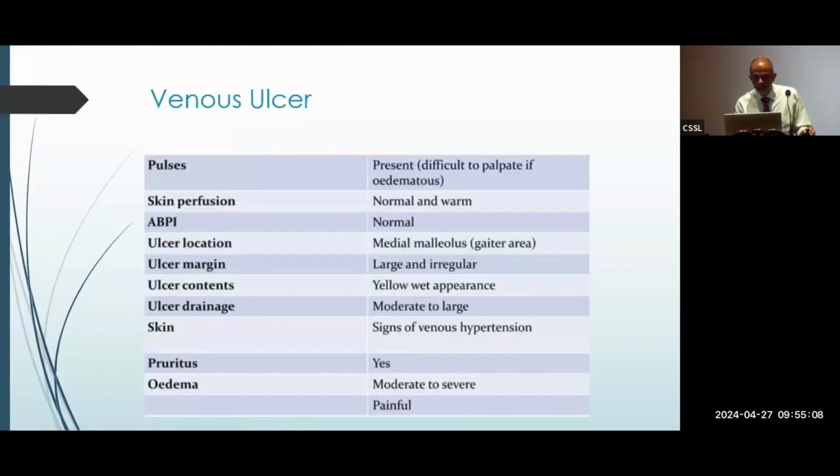So the features: the pulses are there, skin perfusion is normal, ABPI is normal, near the medial malleolus, rarely on the lateral malleolus if you're talking about the short saphenous system. Margins are large and irregular, and it's yellow and wet in appearance. It's very wet, and the ulcer exudate is moderate to large. That is another clue that there's a lot of fluid coming out of this. The skin will show signs of venous hypertension. Pruritus is a feature. Sometimes moderate to severe edema and pain is an issue. So when you're managing these patients, don't forget to look into their pain.